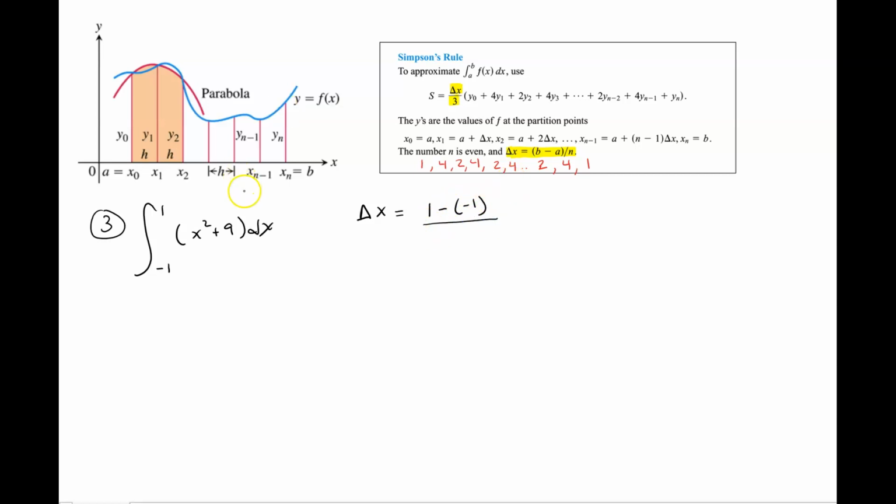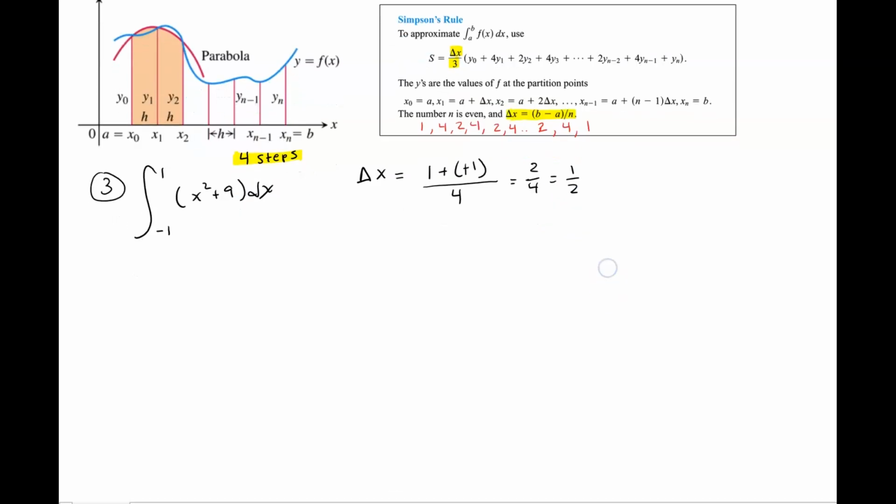So let me write that in. We're going to use 4 steps. Okay, this is going to be helpful in calculating our delta x. That's our n value. So divided by 4. So 1 minus -1 becomes a 2 over 4, which is 1/2. So these are our increments, our delta x increments half. So let's compute a table of values.